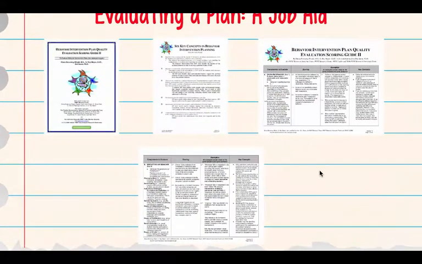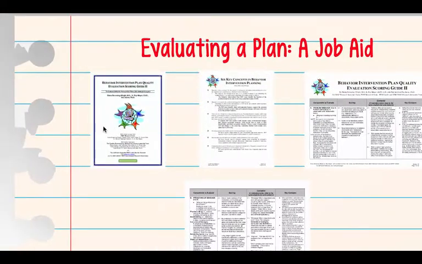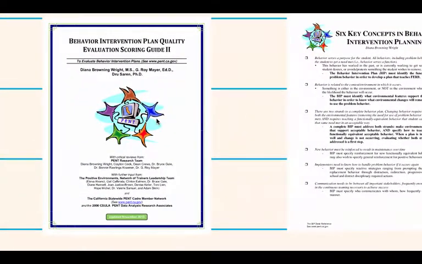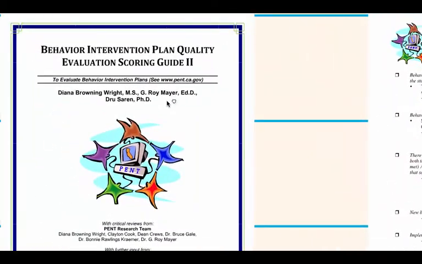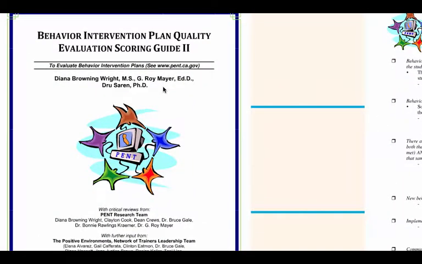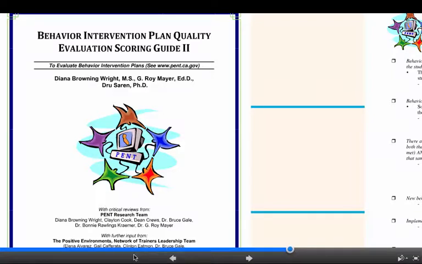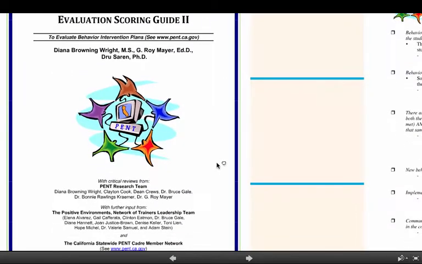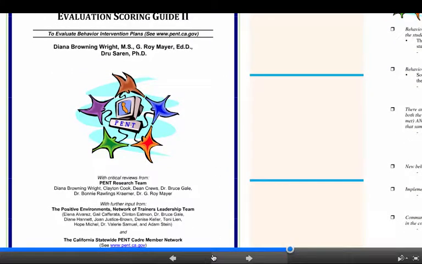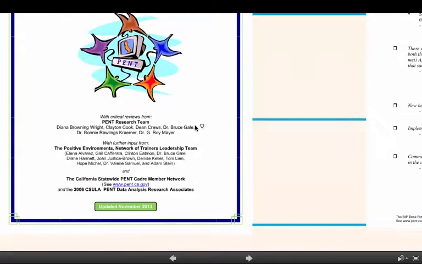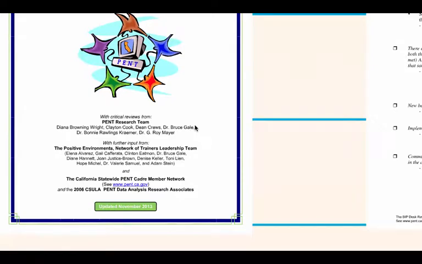Now I'm going to give you one other tool. I'm going to refer to this as a job aid. And one of the things that I really want to point out is that this behavior intervention plan quality evaluation scoring guide was developed by Diana Browning Wright from an organization referred to as PENT, P-E-N-T. That acronym stands for Positive Environments Network of Trainers Leadership Team. She's done a lot of great work in collaboration with California statewide PENT cadre member network. And I give you their web address down here as well.